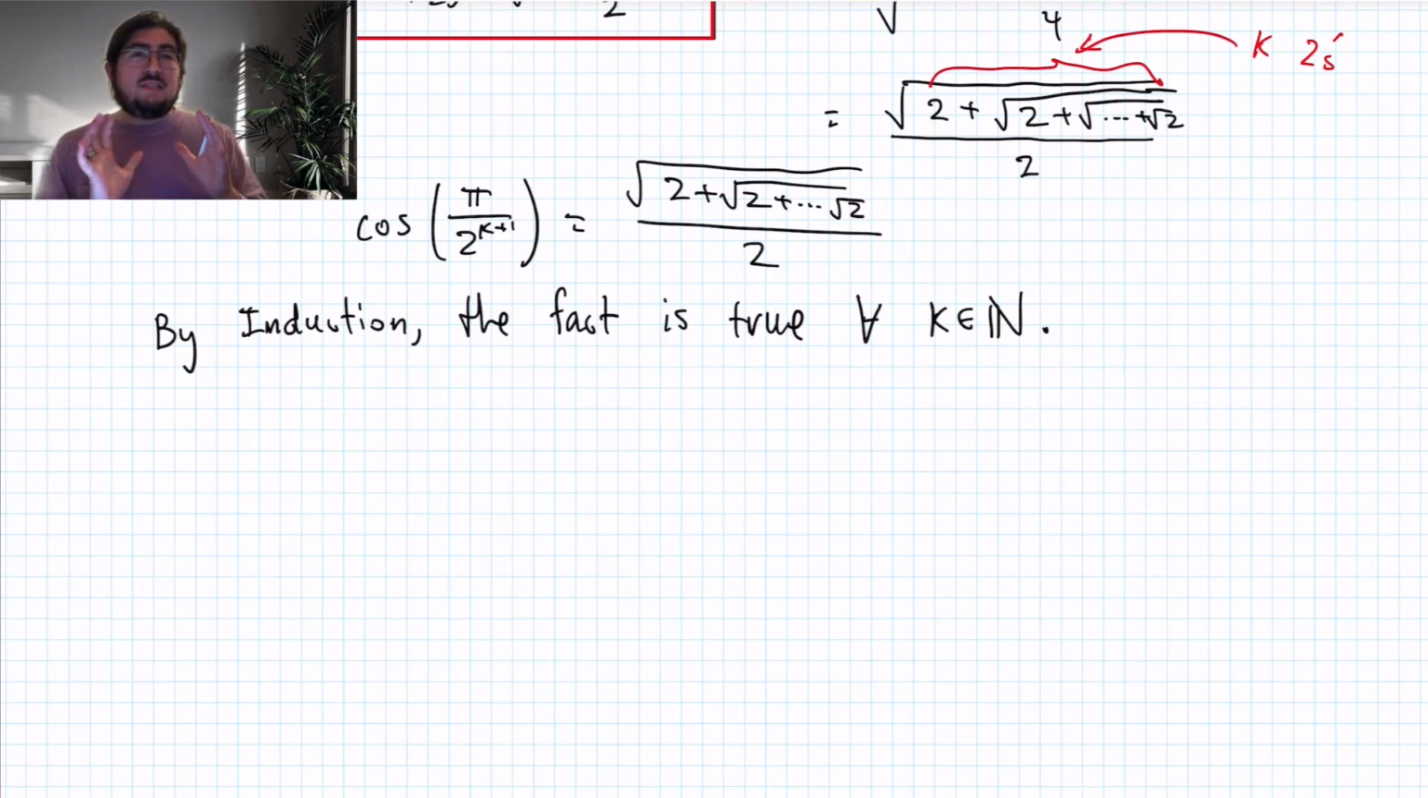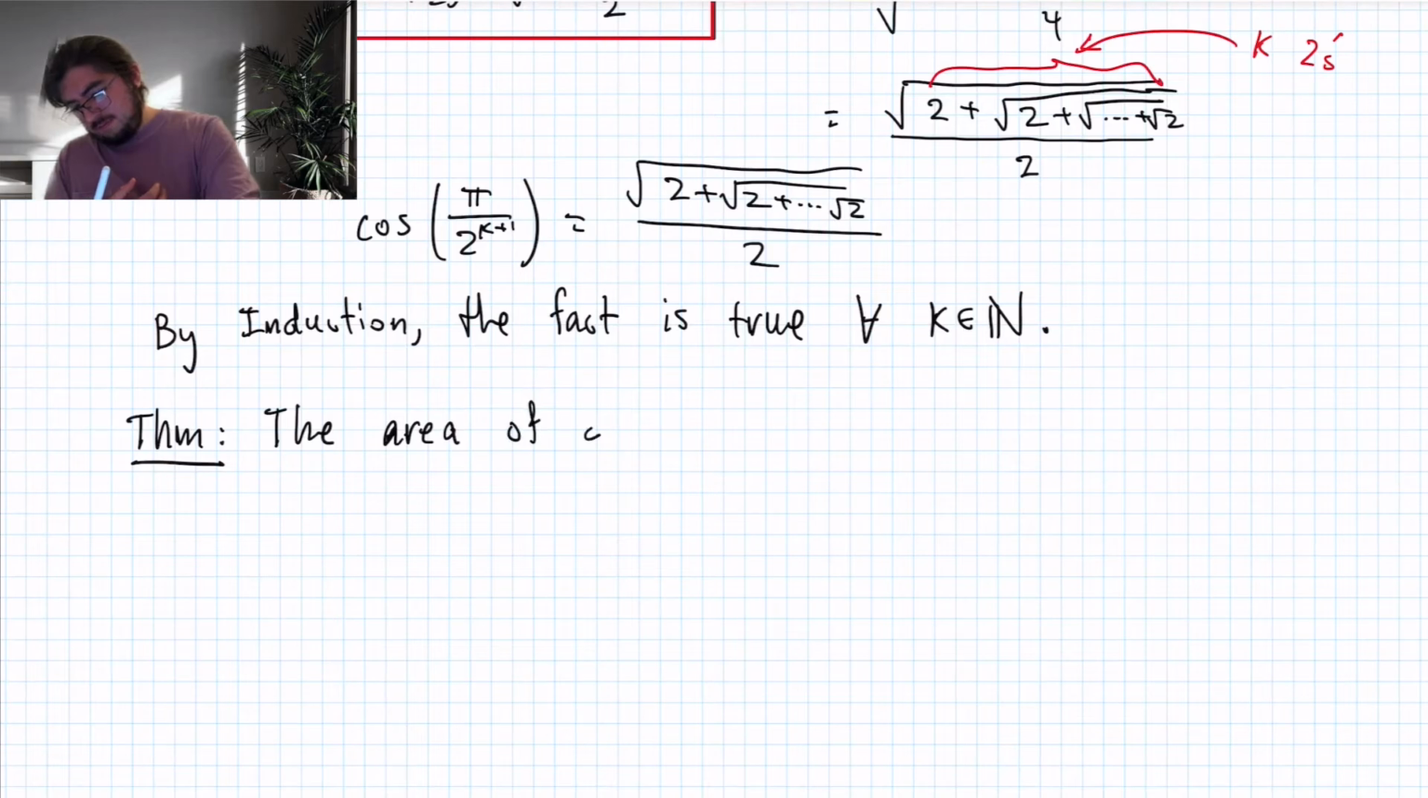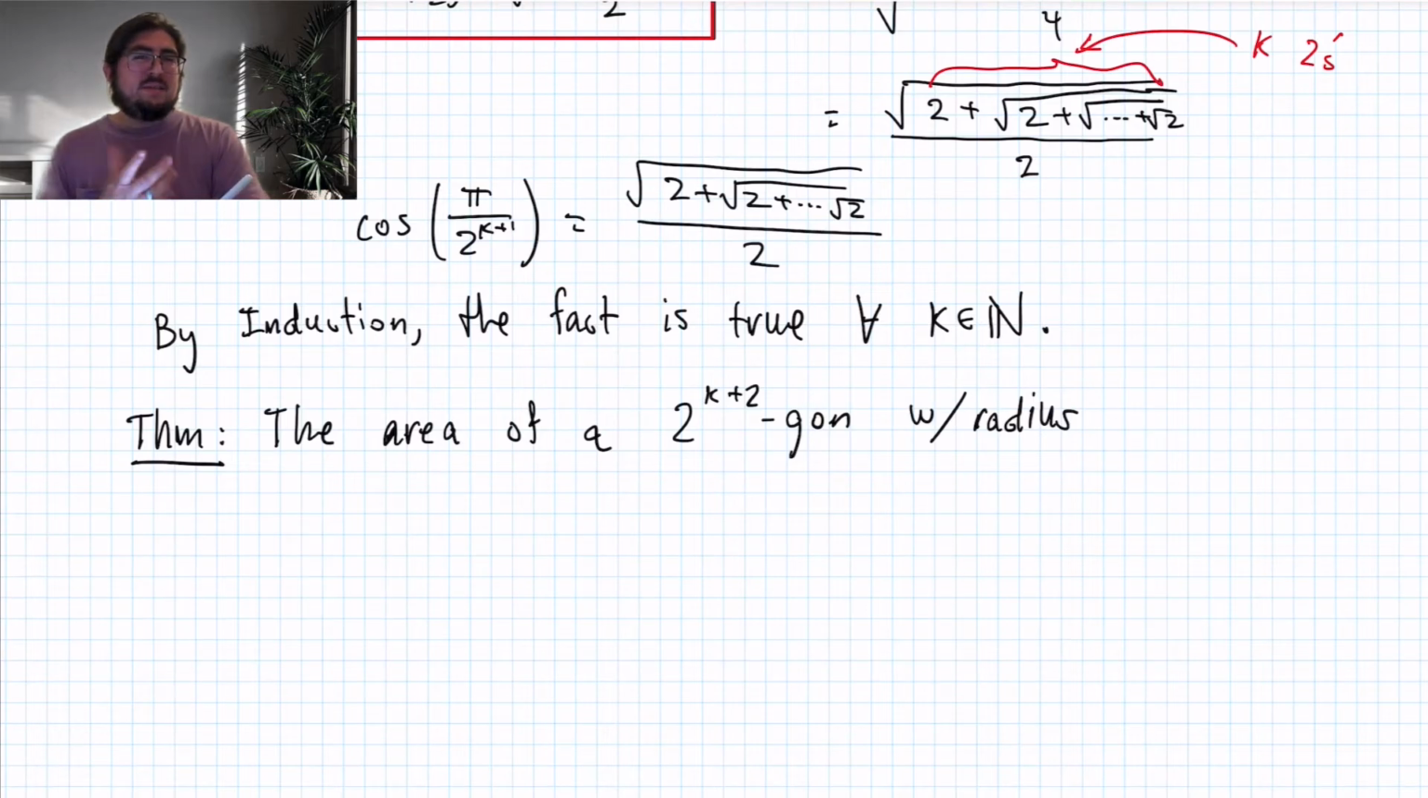But it really has to do with finding the area of the 2 to the k plus 2 gon, that a sub k. So let's now consider another fact, but let me write this as a theorem now. It's really a corollary of that previous fact, but that's fine, still a theorem. And that's that the area of a 2 to the k plus 2 gon with radius, I guess it's called inradius, but you know what I mean.